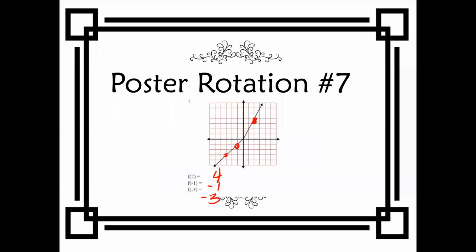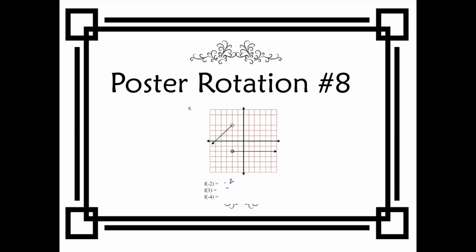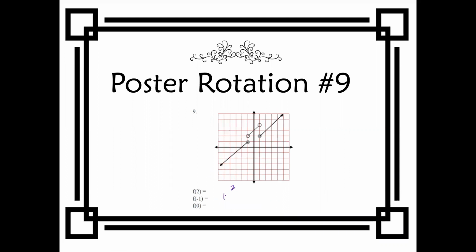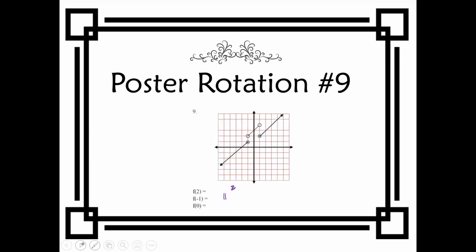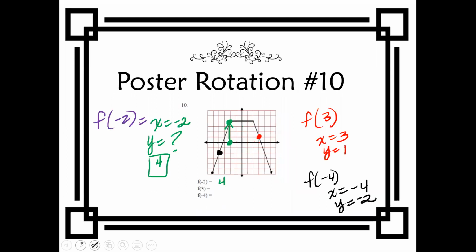Poster 7, poster 8. So f of 3 is going to be negative 2. F of negative 4 is going to be positive 1. Okay, poster number 9, f of 2 is going to be 3. Negative 1 is going to be 1. 0 is going to be 3.